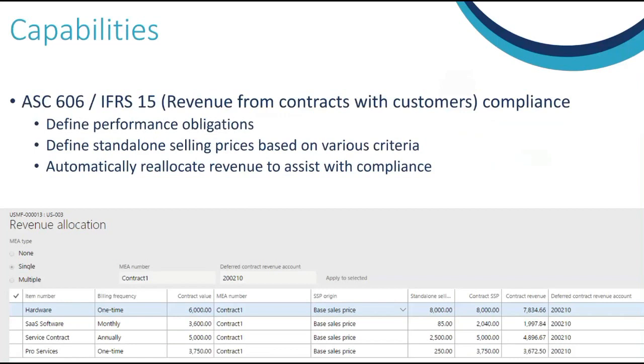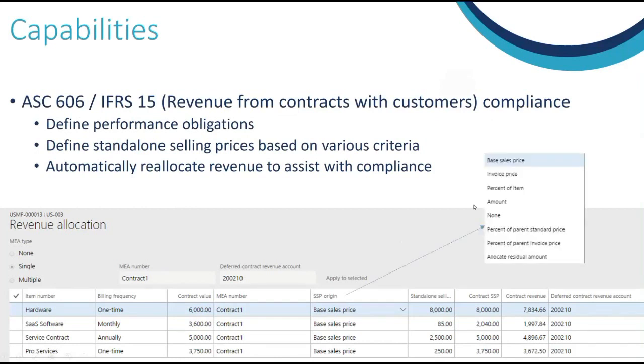Here's what it looks like inside of D365 Finance and Operations. Basically what we're going to do is determine our performance obligations. Those are our items. We see those here on the far left. We're telling the system to treat these as if they are each a single contract. So we can put multiple contracts on a standalone, or a billing schedule if we need to. We're going to determine the standalone selling price of each of those items, and we store that in the system. We're going to talk about that in just a little more detail, and then we automatically reallocate the revenue to assist with compliance.